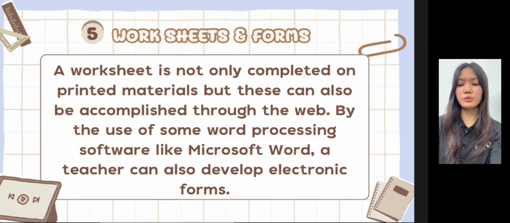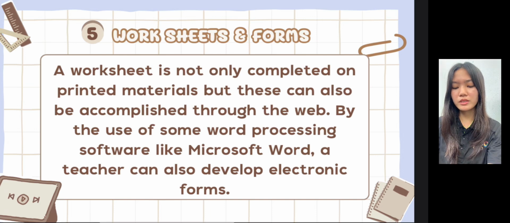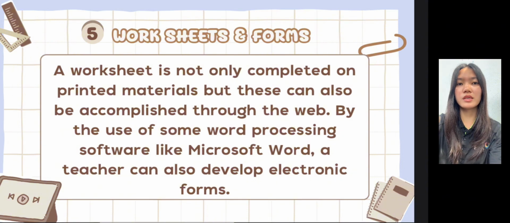Now let us proceed to worksheets and forms. A worksheet is not only completed and printed materials, but this can also be accomplished through the web. By the use of some word processing software like Microsoft Word, a teacher can also develop electronic forms. So worksheets and forms can be done in two ways. First is on paper or printed worksheets. Second is on the computer or internet, in digital worksheets. Teachers can use software like Microsoft Word to create digital forms for students to fill out.